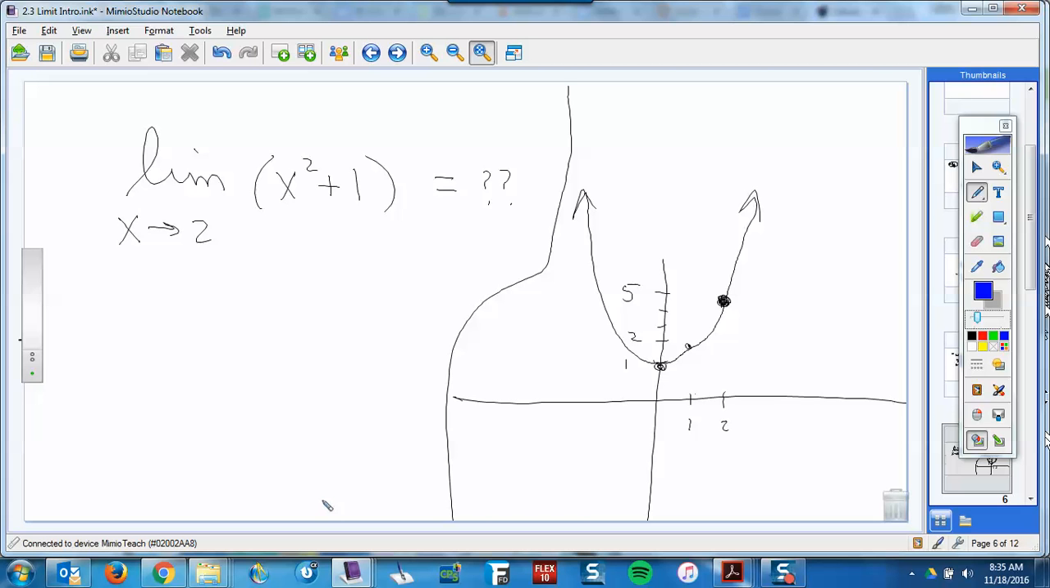So if you wanted to write something in your notes, maybe this problem wouldn't be bad. Right here is an example of just a plain old limit problem. This doesn't have anything to do with derivative, doesn't have anything to do with slope. This is kind of a little side trip.